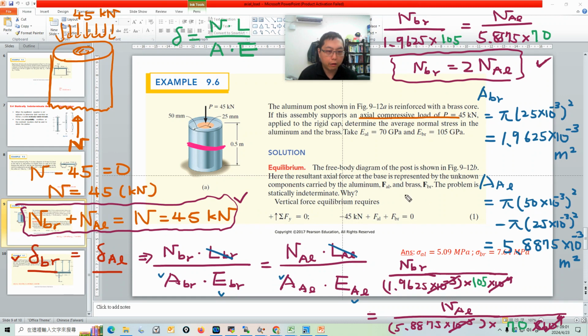So the normal force on aluminum is equal to 15 kilonewton, and because these two add together to 45, the normal force on brass is 30 kilonewton. Okay, I think that's the final answer, right? So this is just the normal force. Is it determine the average normal stress?